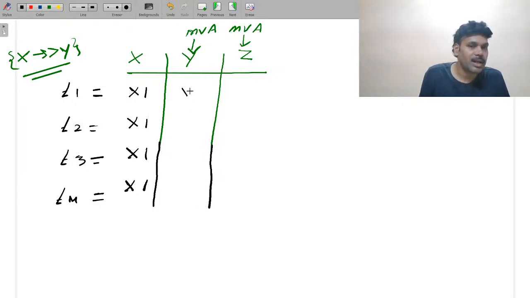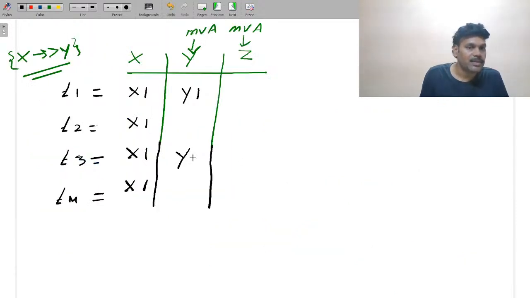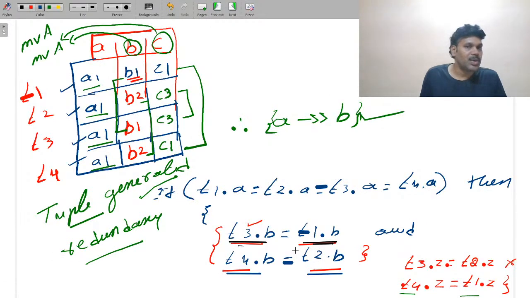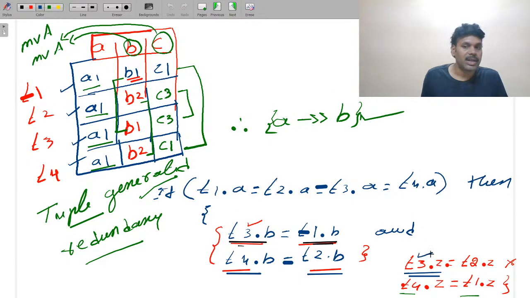What about Y and Z data? If I write Y1 here, please look at your definition. If I write Y1 in T1, then you have to write the same in T3 also. Therefore, T3 Y1. If I write some other value, something like Y4, then you have to write Y4 here. Now the second condition is also satisfied: T4 dot Y is equal to T2 dot Y. Then the third condition comes here: T3 versus T2. Now if I am writing something like Z20, as per your condition, T3 dot Z is equal to T2 dot Z.